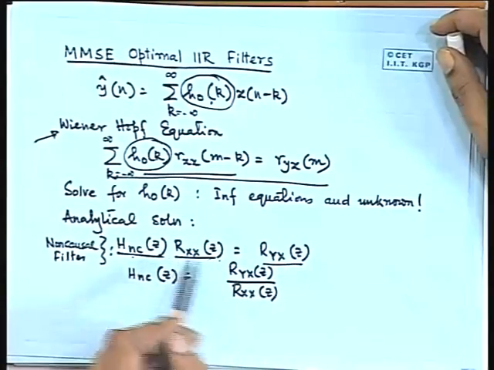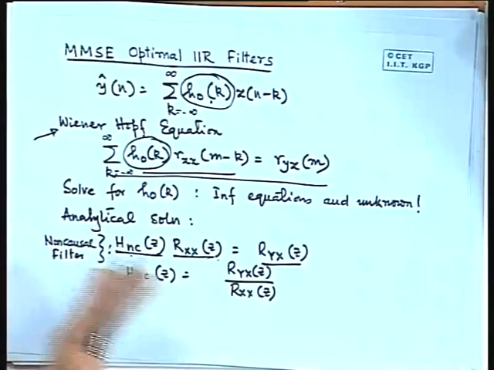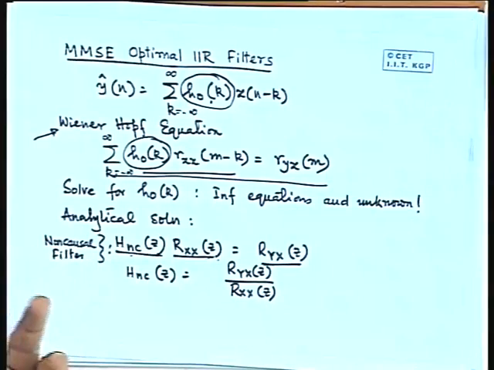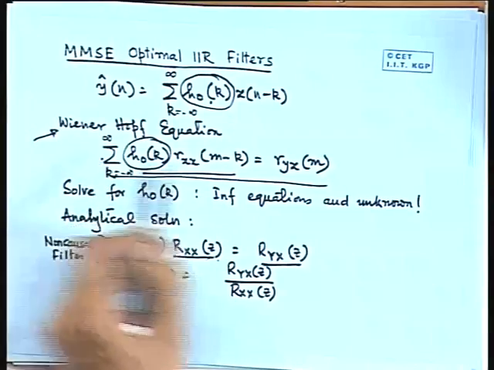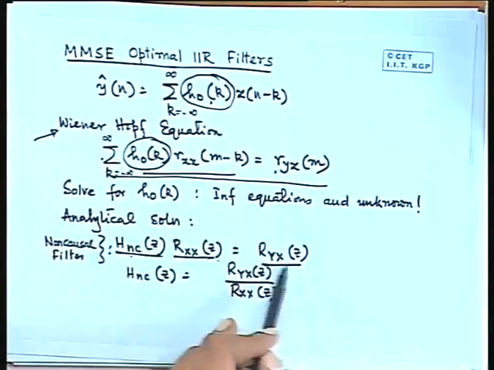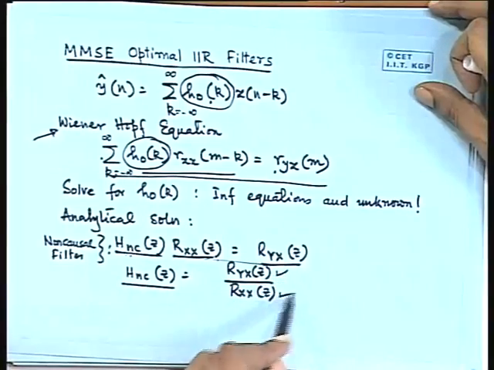This will be Rxx(z), this will be Ryx(z). We know that the convolution in the time domain becomes multiplication in the frequency domain. So in the Z transform, if you take the Z transform of this and the Z transform of this, then this will be related like this. Then you simply define that H_NC(z) is this by this.